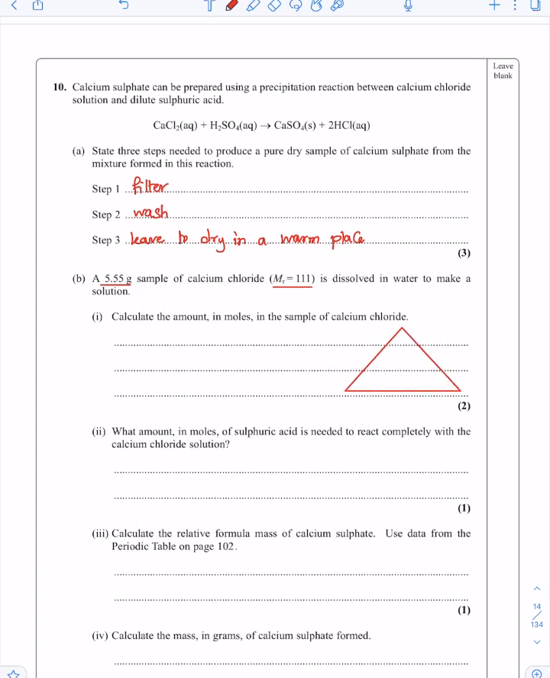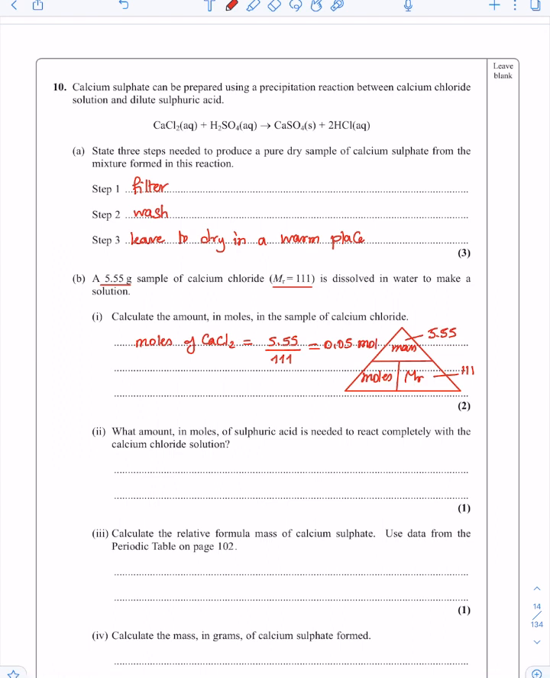طيب يعني القانون بيقول إن المولز is equal to mass over MR. يبقى هنا الماس 5.55 والMR 111 يبقى المولز is equal to إيه؟ moles of calcium chloride is equal to mass 5.55 over 111 ده يديلك 0.05 moles.